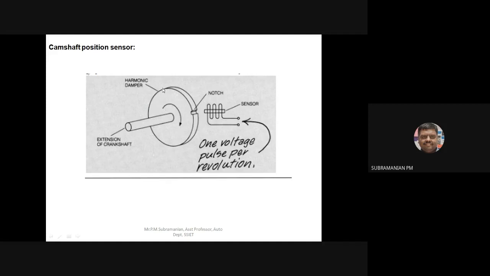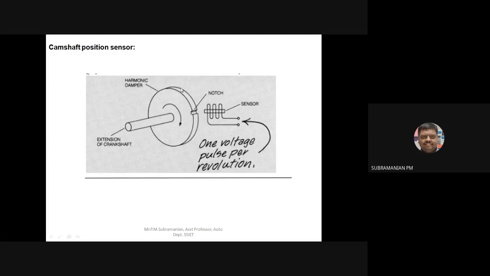Here, continuously the magnetic circuit is closed. Listen carefully. I have a magnet that creates a magnetic field, and here a notch is there. Before that, what will happen? I have a steel disc. When the steel disc is rotating and the notch is not coming into the picture, the magnetic circuit will be closed. So there is no magnetic flux variation.